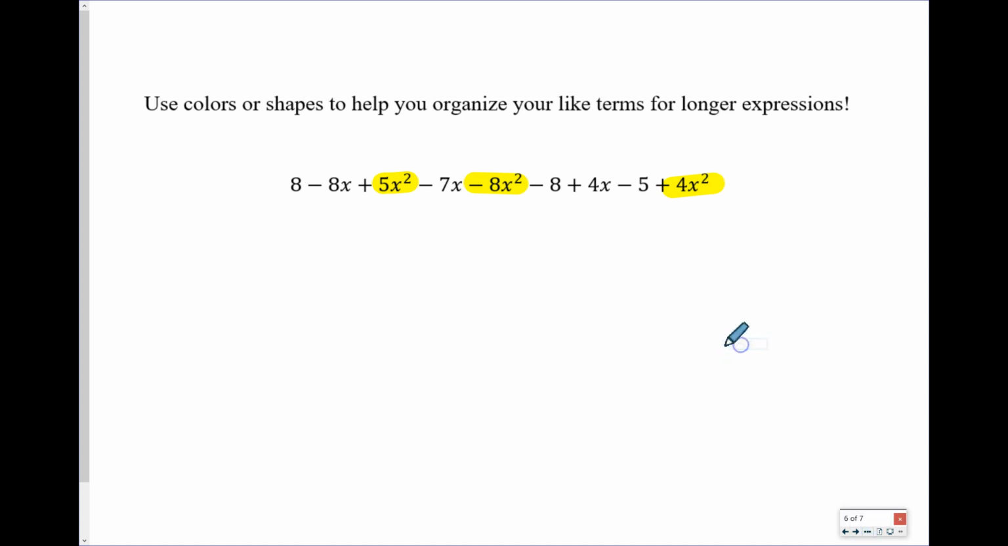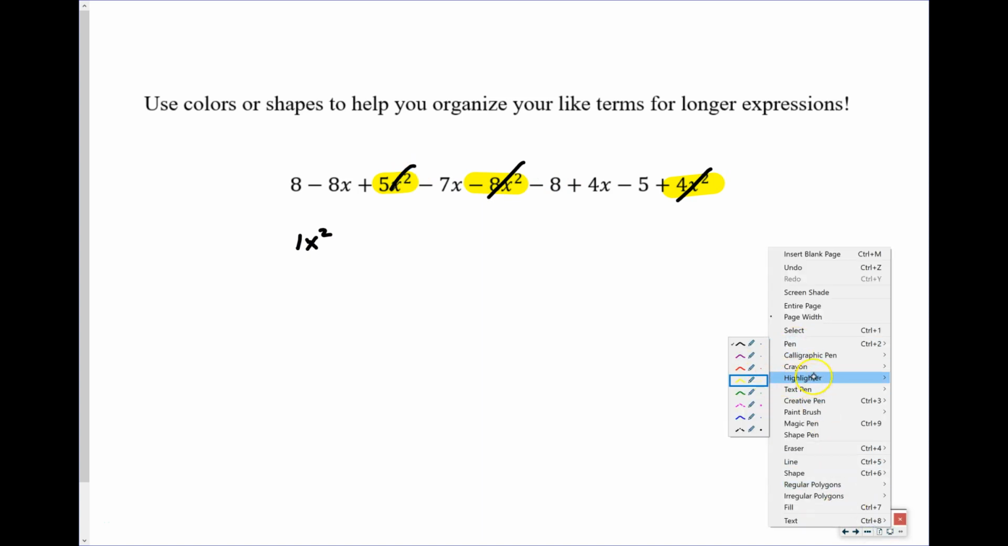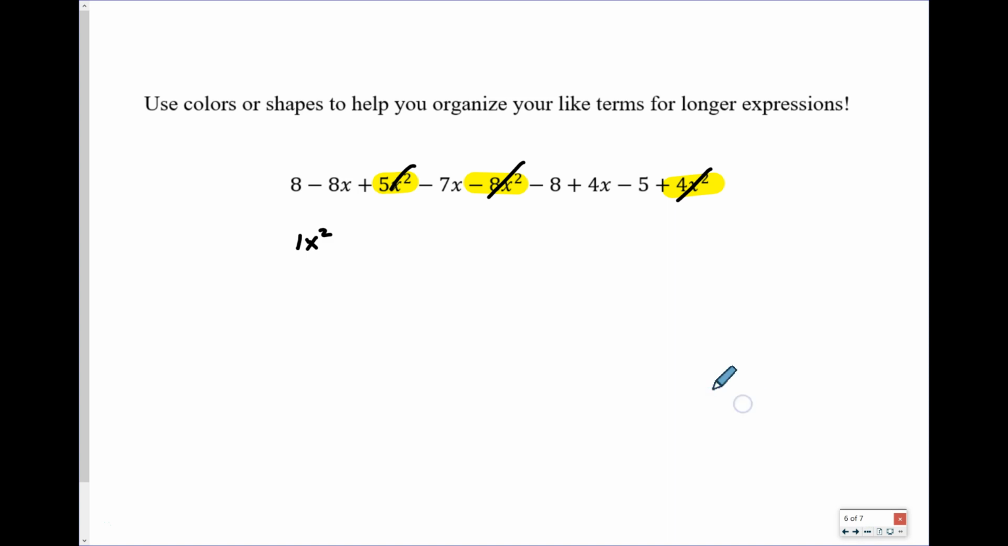When I add those together, 5 and 4 give me 9. Then 9 and minus 8 gives me a positive 1. So I'm going to have a 1x squared there. Then I'm going to cross these out because I'm done. Now I'm going to look for other like terms. I see a 4x, I see a negative 7x, and a negative 8x.